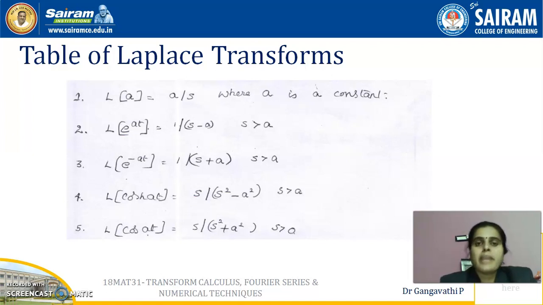It means that s minus a cannot be equal to 0; the denominator should not be equal to 0. Similarly, Laplace transform of the exponential with a negative power, that is e to the power of minus at, where a is a constant, is 1 divided by s plus a, where s should be greater than a. And the fourth one is Laplace transform of cos hyperbolic at, the hyperbolic function, that is s divided by s square minus a square, where s must be greater than a again.